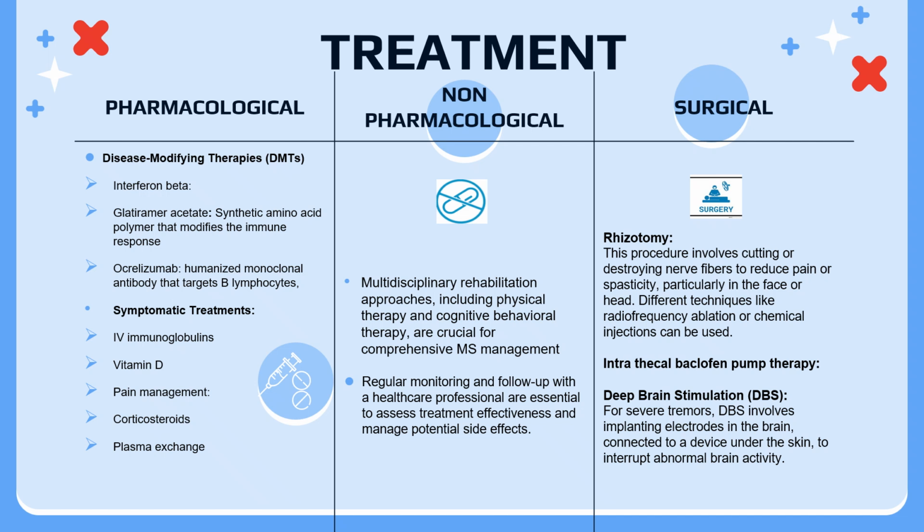Next, we come to deep brain stimulation. That is for severe tremors, what we have seen in the Charcot's triad. The DBS, we also use in another disease that is called Parkinsonism. Very good. So it involves implanting electrodes in the brain, connected to a device under your skin, and it interrupts your abnormal brain activity. Okay. So that is about the DBS.